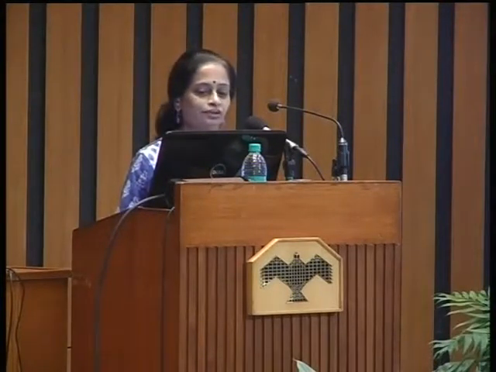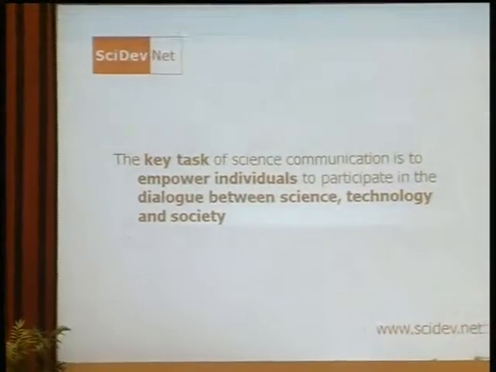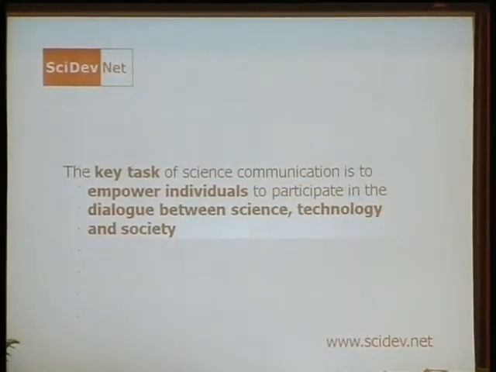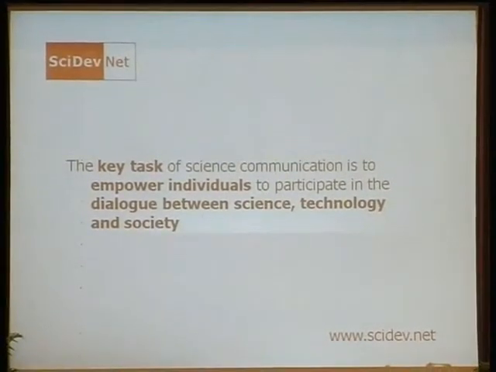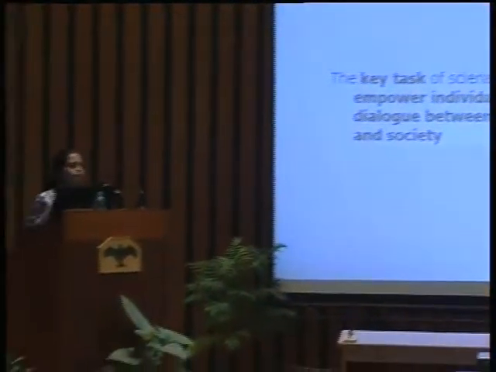Okay, I'll begin by explaining the rationale that went behind SciDevNet. The idea was that science communication is extremely important in society, and the key task of science communication is to empower individuals to participate in the dialogue between science, technology, and society. We have been talking about scientists communicating to science journalists, but let us recognize this fact: neither the scientists nor the science journalists are operating in a vacuum. We are both part of a bigger society, and what we do has to be relevant to the larger society. In particular, in controversies on science-related issues, science communicators need to ensure that the positions are grounded in the current state of scientific knowledge. This is all the rationale that went behind conceiving this website.